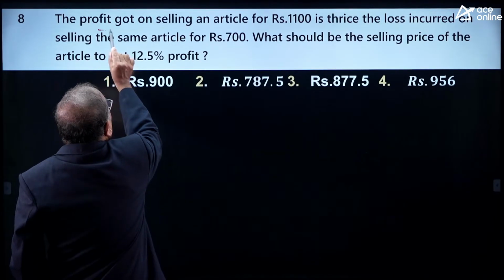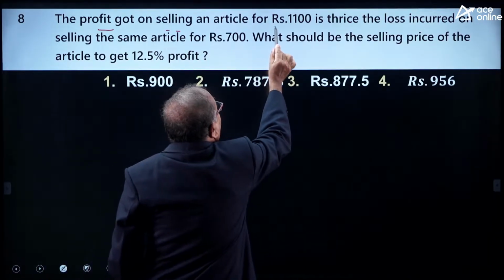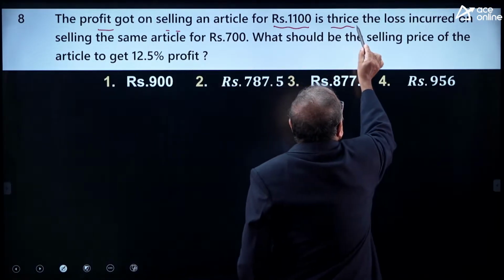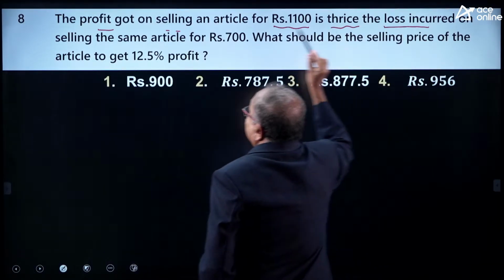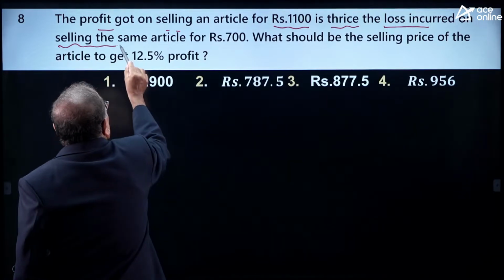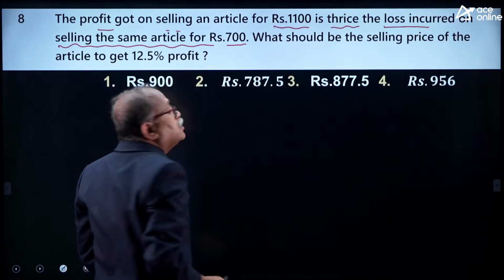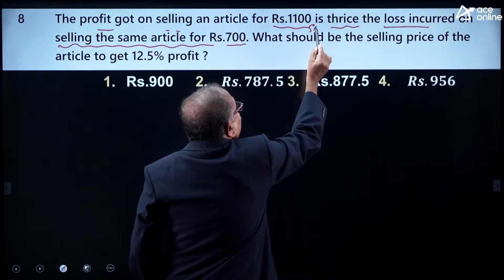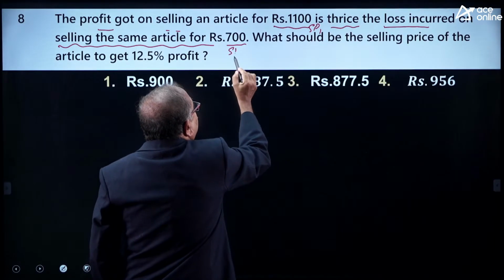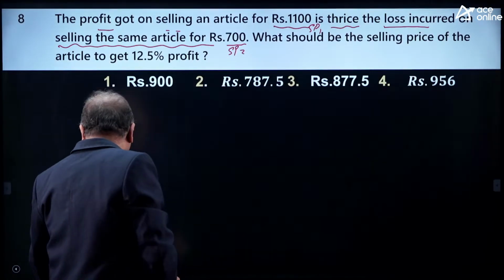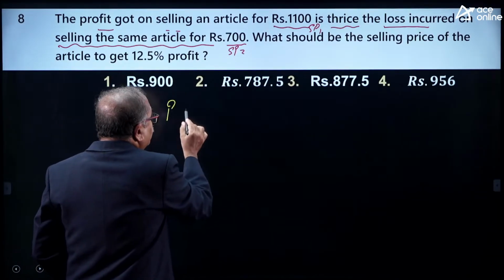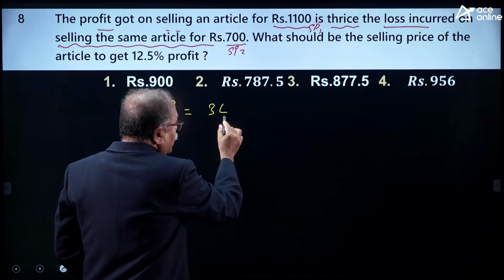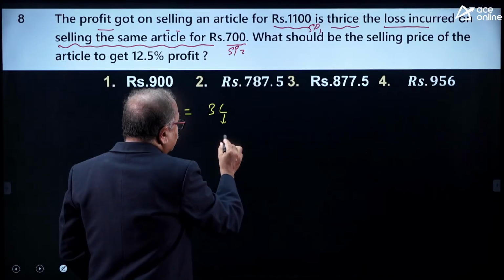Allow me to read. The profit got on selling an article for rupees 1100 is 3 times the loss incurred in selling the same article for 700. So we have this as SP1, we have this SP2, and it is given that the profit is equal to 3 times the loss.